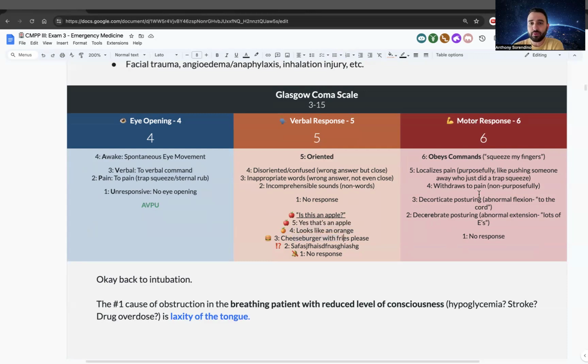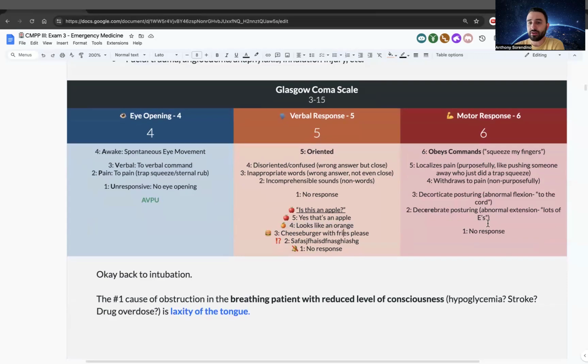Okay. And then the big thing with motor response, it's going to be that decerebrate posturing is that extension. You're kind of giving up at that point, sadly. So you're at 2. And then decorticate is more, it's flexion towards the core. You're more protecting yourself. So that's better. So you're going to get 1 more point. And then 4 is going to be, if you do like a trap squeeze or something and you just withdraw away, that's going to be the 4.